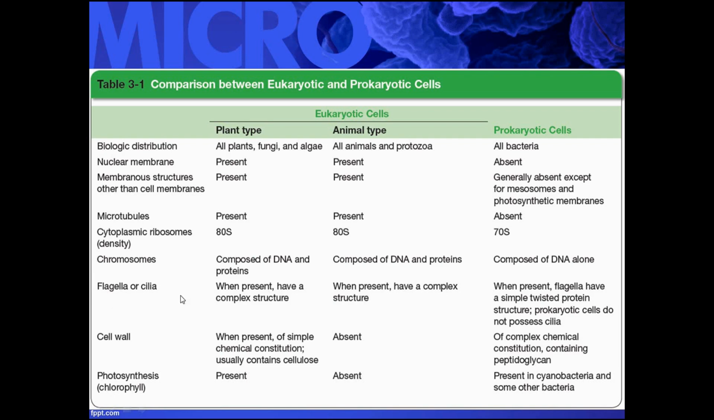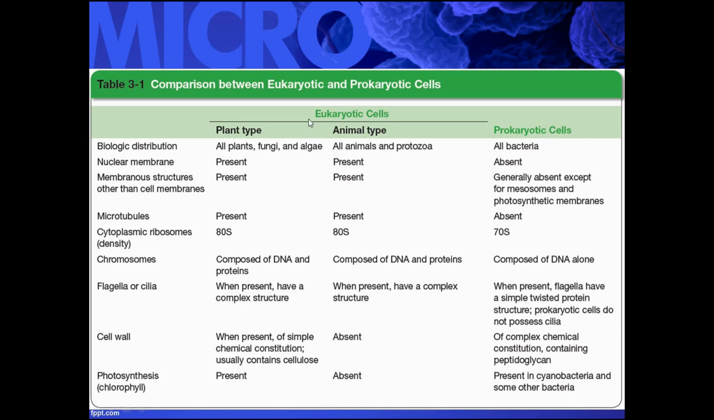The flagella and cilia. Cilia are present only in eukaryotes. The flagella are present in both eukaryotes and prokaryotes, but they are more complex in the eukaryotes. Also, the flagella move by bending in the eukaryotes, while they move by rotating in the prokaryotes.